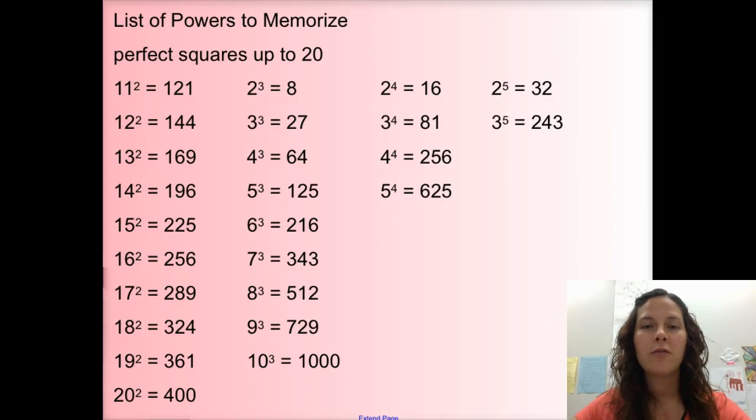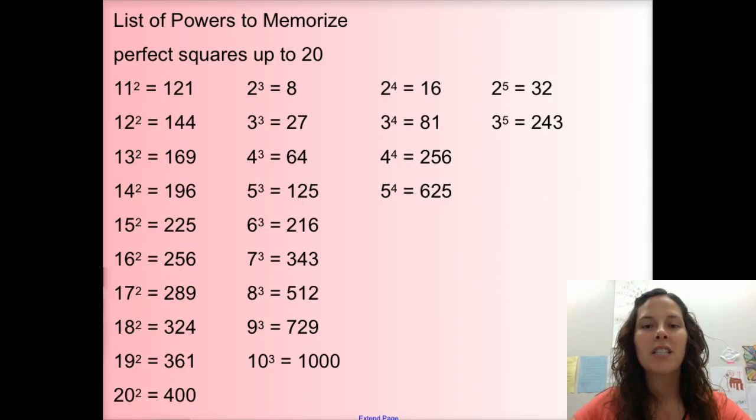Our next objective for this lesson is to simplify powers with a rational exponent. A rational exponent just means it looks like a fraction. In order to do that, we need to have some of our perfect powers memorized. So I'm asking that you have the squares memorized up through 20. I'm assuming you already know the ones 1 through 10, so I filled in 11 through 20 for you.